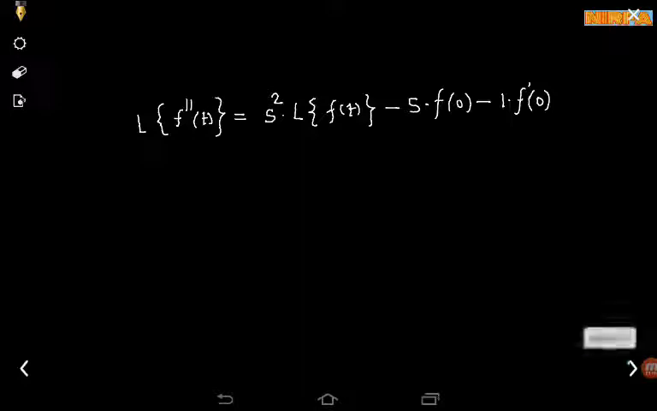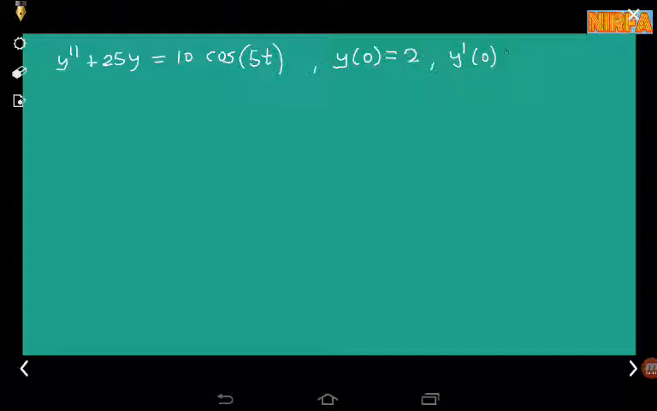Alright, so let us see an example. Now I want to solve this differential equation y double dash plus 25y is equal to 10 into cos of 5t. And this differential equation is with some initial conditions. y of 0 is equal to 2, and y dash 0 is equal to 0. So we have to solve this differential equation by using Laplace transform.